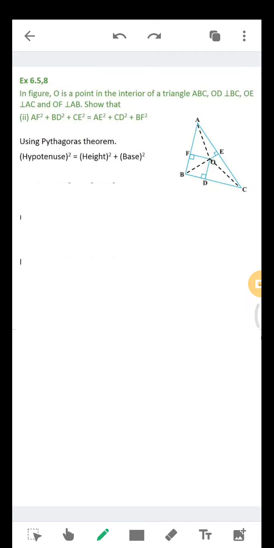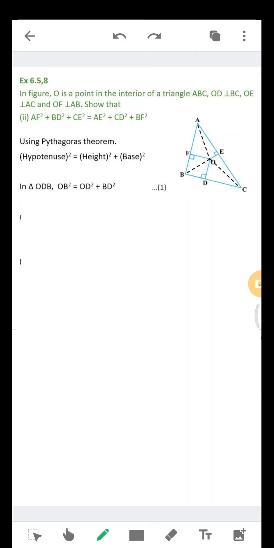This can also be proved very easily. Here, all the parts are coming in this: AF, BD, CE and AE, CD and BF, all the parts are coming in RTP. So I need to take all the triangles. So I'll apply Pythagoras theorem again here for all the triangles. So let's apply it one by one.